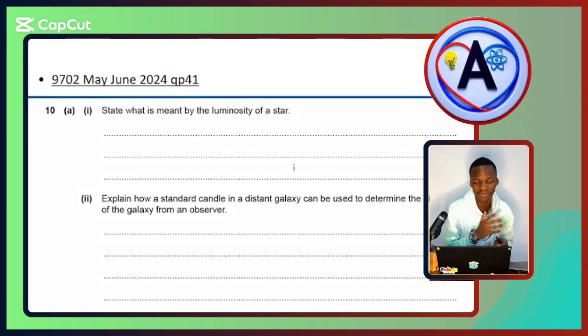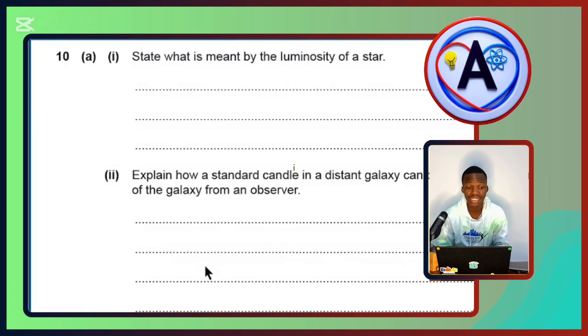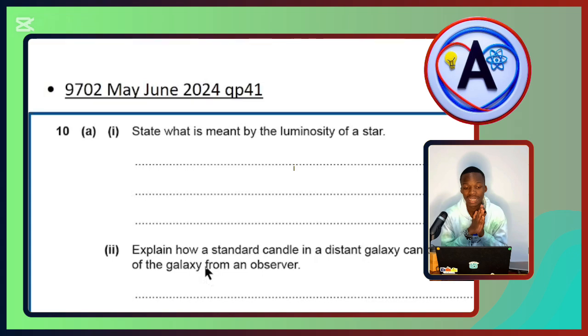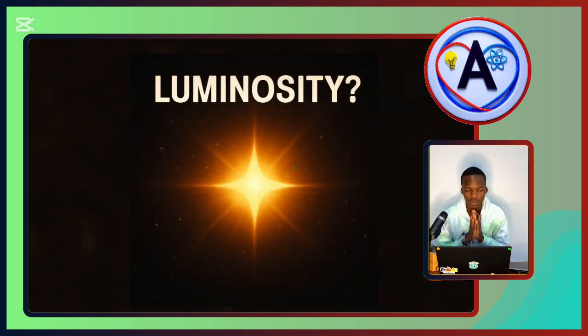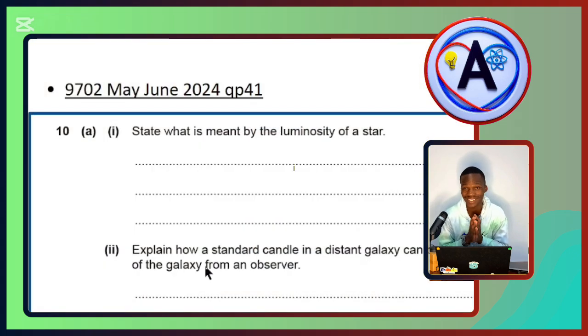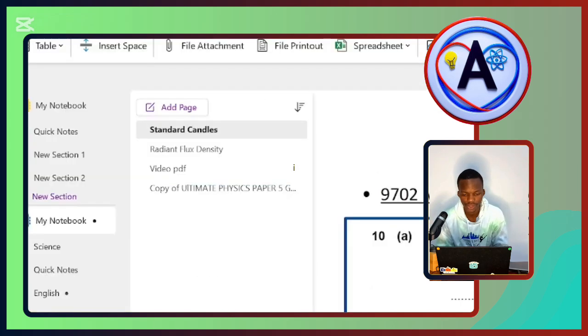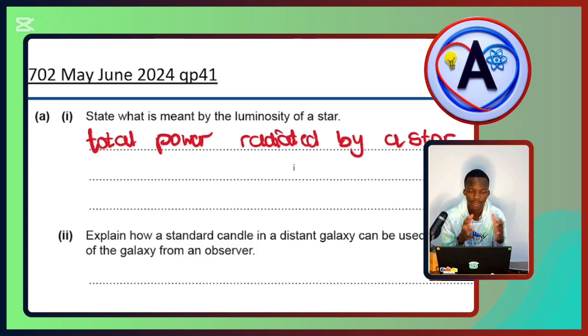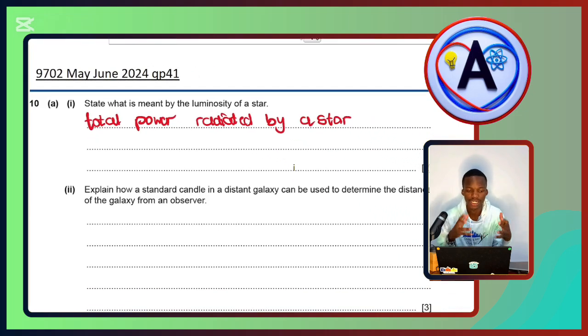Okay, let's solve problems. We're going to solve two problems for standard candles so that we better solidify our understanding of this. So the first one is a define problem. State what is meant by the luminosity of a star. We talked about this. This is not the first time we're discussing this. Luminosity of a star is basically the total power radiated by a star. So essentially, 2 marks for total power, the other mark for radiation that is radiated.